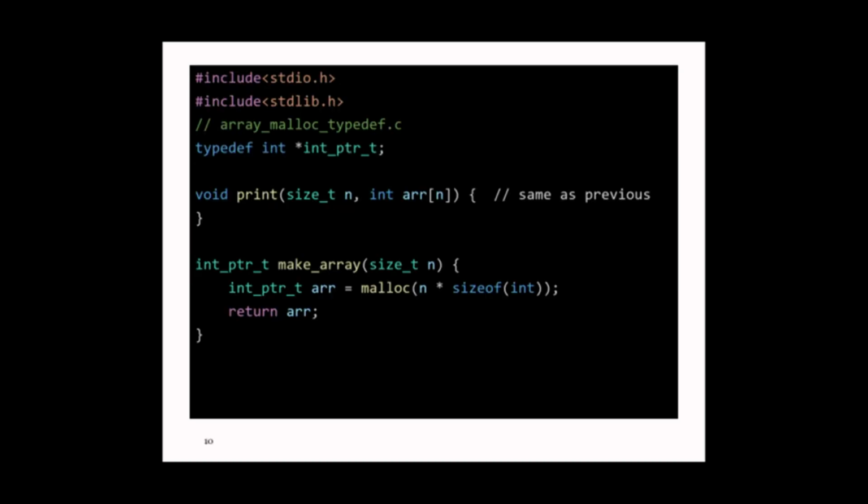So if you really wanted to use one of these typedefs, for example, let's use our pointer to an int. Then make array returns a pointer to an int. It allocates an array. So instead of declaring array as being an int star variable, or a pointer to an int, I can now use int_pointer_t instead. This is just a substitute for the actual type int star. That's all it is.